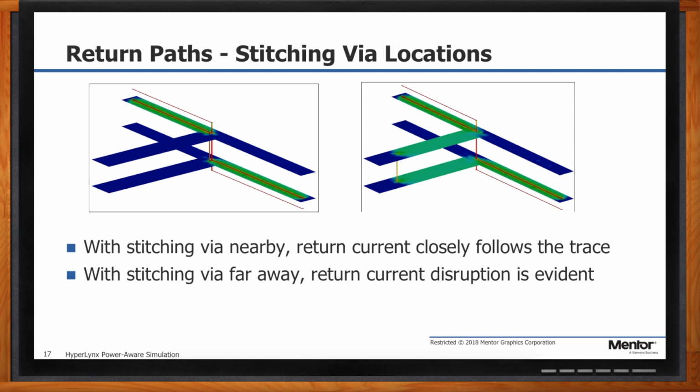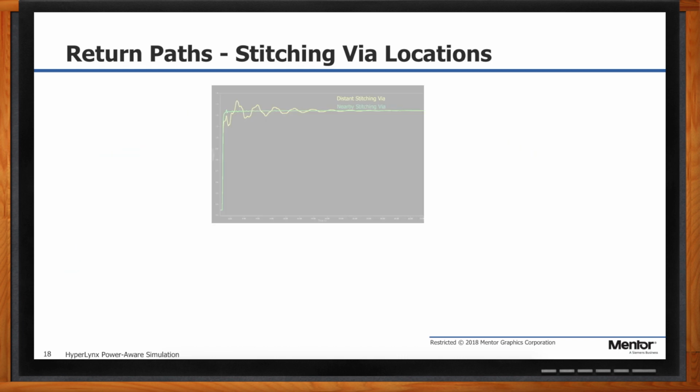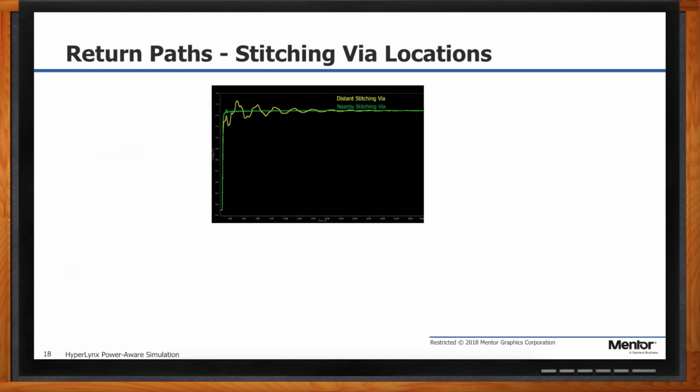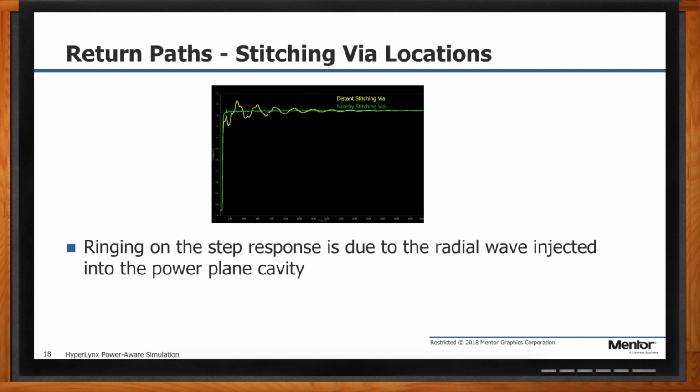Okay, so I think I understand what you're saying about the return path, but how does that affect the behavior of the signal itself? Excellent question. Let's go back to what we just said, which was that it doesn't really matter whether our disruption is in the trace or in the plane beneath it. Either one is going to disrupt the signal because the signal is really the sum of both. So here we've plotted a step response for the case where we have our ideal stitching via and the case where the stitching via is located far away. The green is the ideal case, and you just get a nice clean step response. But look at the yellow one, it rings like mad.